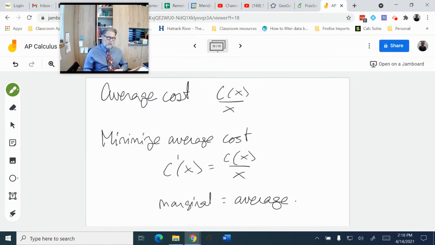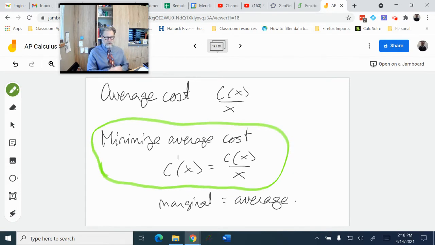What else do we know? Well, we can define average cost as the total cost, C of x, divided by x, the number of units you have produced. To minimize average cost, what are we going to do? Well, we showed in the video that you can minimize the average cost by making the marginal cost equal to the average cost and then solving for the number of units of production necessary to make that happen. Guys, I believe that that is everything in this section. It is not a long section, but it is an important section.